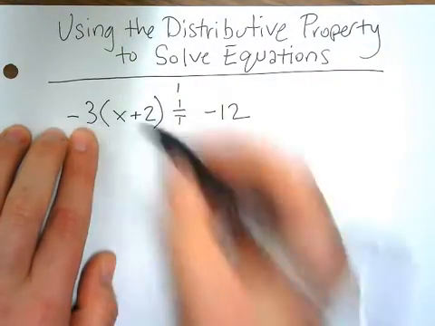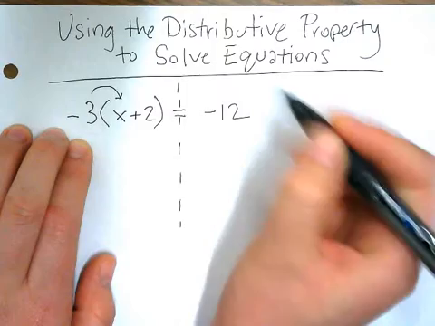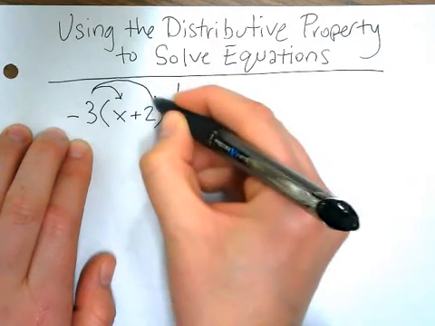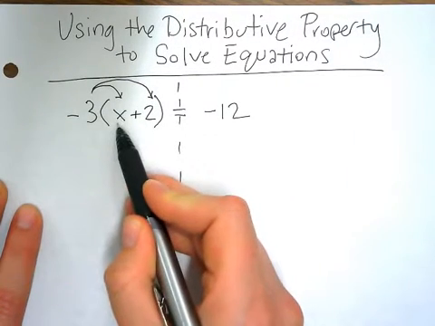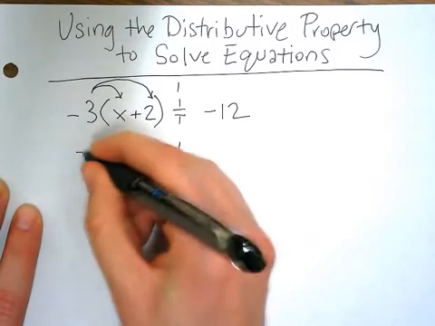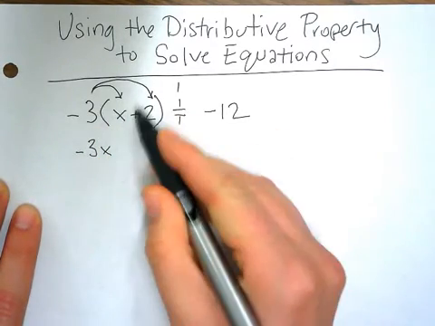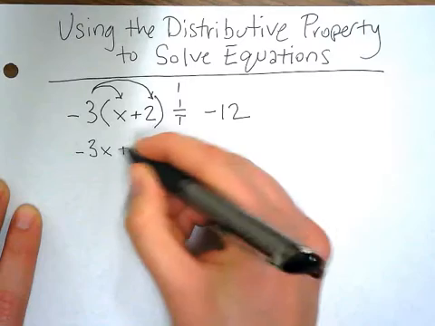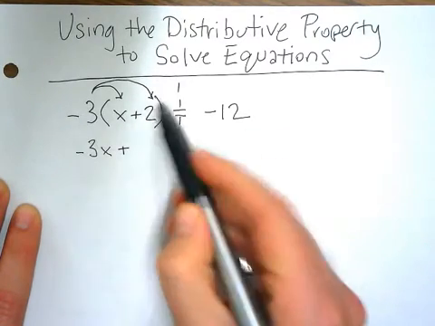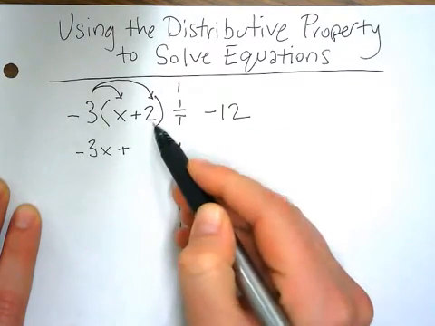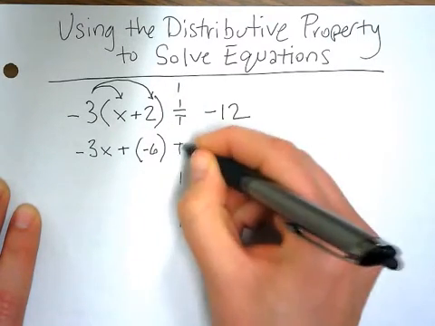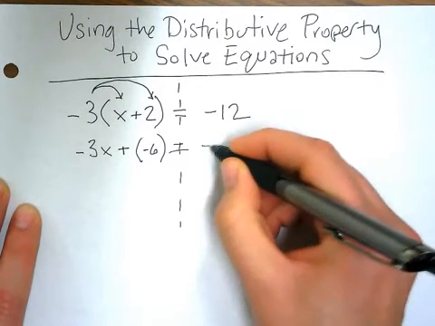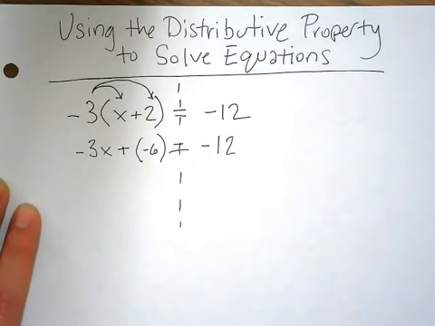I need to share this -3 with the x, and I need to share this -3 with the 2. -3 times x is just -3x, plus -3 times 2, that equals -6. On the right side, I still have -12. I haven't done anything with that yet.